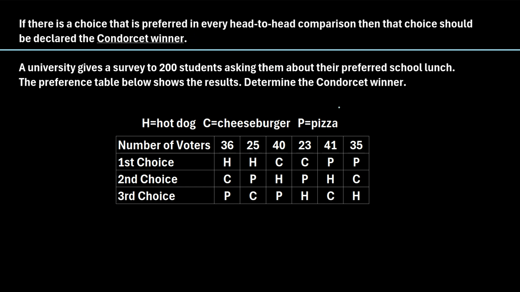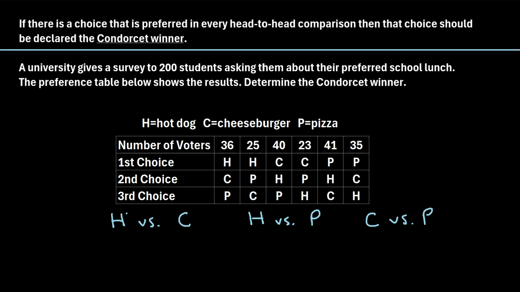So if we consider this survey one more time of these 200 students being asked about their preferred school lunch, let's determine the Condorcet winner. The way that we do that is we need to compare each of the three choices head to head. So for example, we need to say hot dog versus cheeseburger, and then hot dog versus pizza, and lastly, cheeseburger versus pizza. So we're doing three head-to-head comparisons.